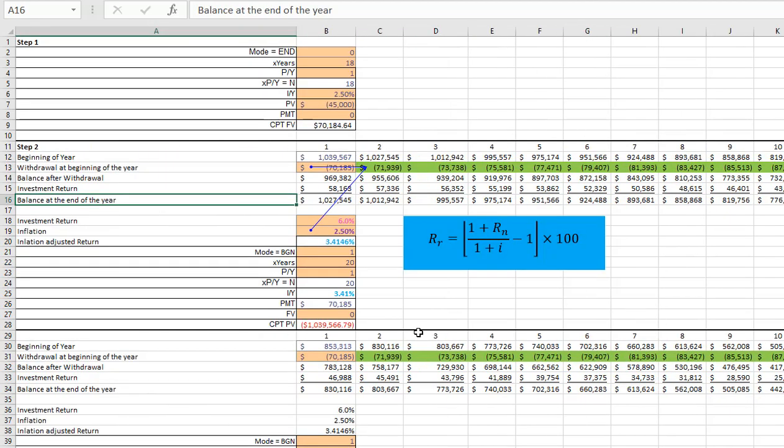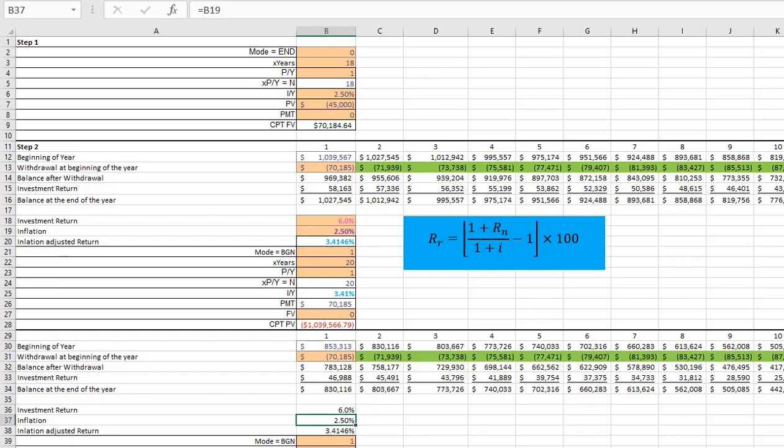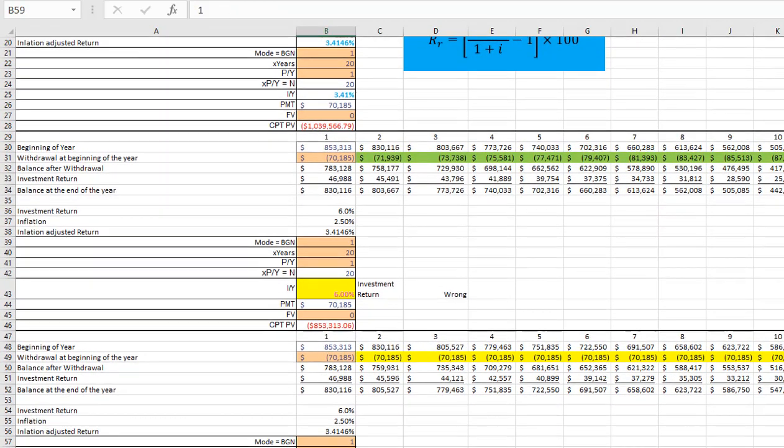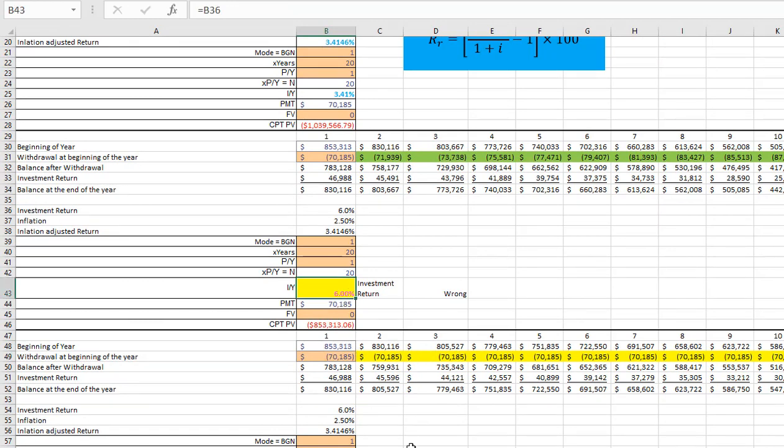So that was very important that we used the inflation-adjusted rate, because I just want to show you, if I scroll down here, what I've done is I've done another example, okay? So you can see I've done another example, but I've incorrectly used the investment return. And I'm also inflating my withdrawals, but as we know from time value of money, as I increase my discount rate, I'm going to decrease my present value. So if I use a discount rate of 6%, the investment return, and I don't use the 3.41, the inflation adjusted, it's going to give me a present value of only $853,000.